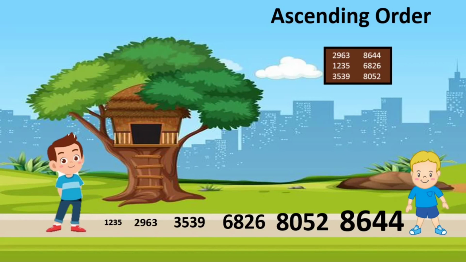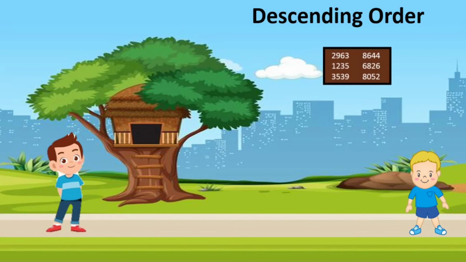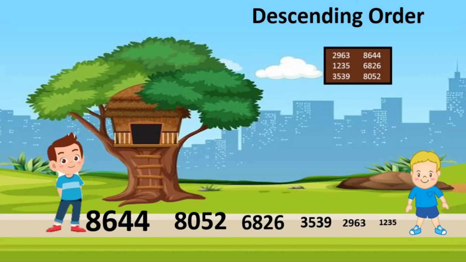Oh, that's very easy. Let me try to arrange these numbers in descending order now. So, descending order means I will write these numbers in decreasing order of their values. So, the greatest number will be written first and then it will be followed by the smaller numbers. Yay! I did it! Well done, Tom.